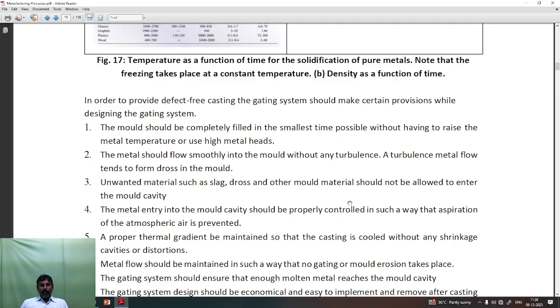The metal entry into the mold cavity should be properly controlled in such a way that atmospheric air is prevented. So metal flow should be maintained in such a way that no gating or mold erosion takes place. The gating system should ensure that enough molten metal reaches the mold cavity. The gating system design should be economical and easy to implement and remove after casting.